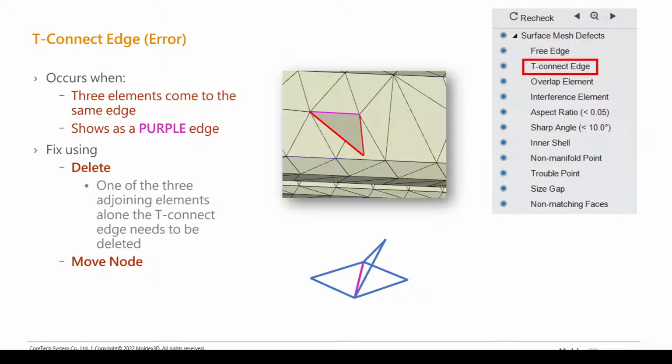You can fix these by deleting the element, so just delete one of the three adjoining elements. Usually there's some sort of surface that's associated, or sometimes there's just a delinquent surface mesh that's created there. So deleting those elements is usually fine. And in some cases, there's elements that are just coming together because the surfaces are so close, maybe in a really thin region of the part geometry. In that case, you can use the move node command.